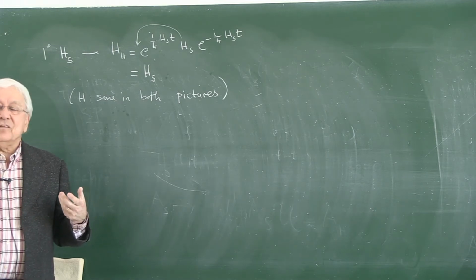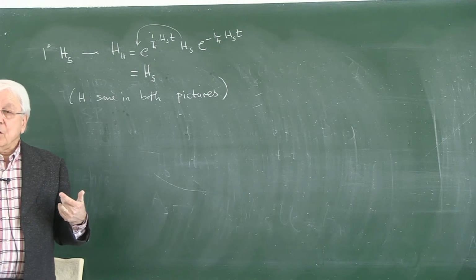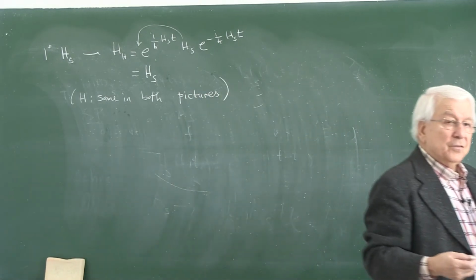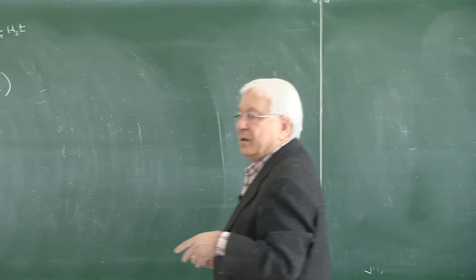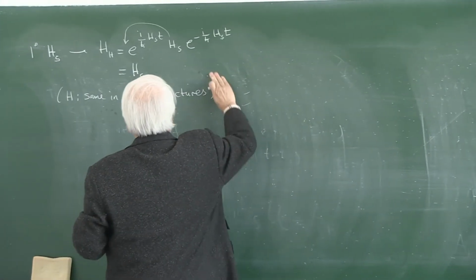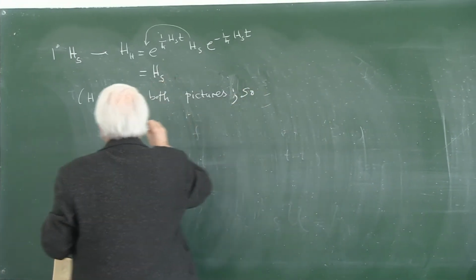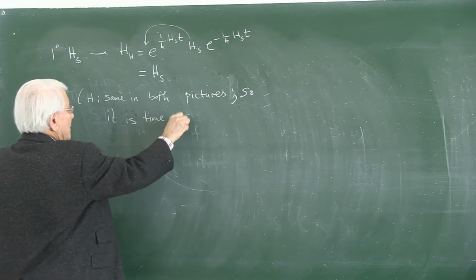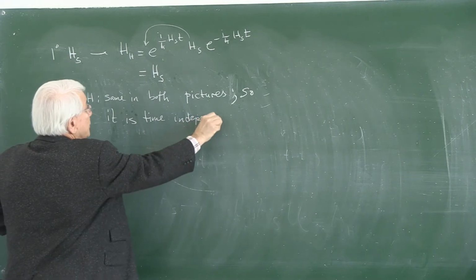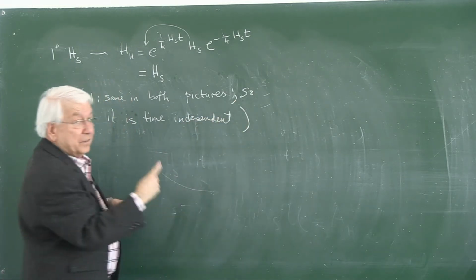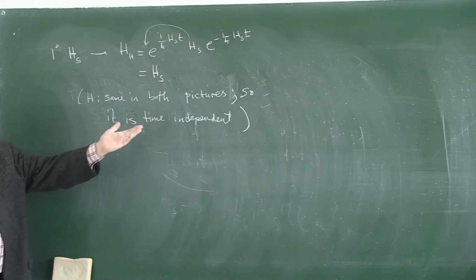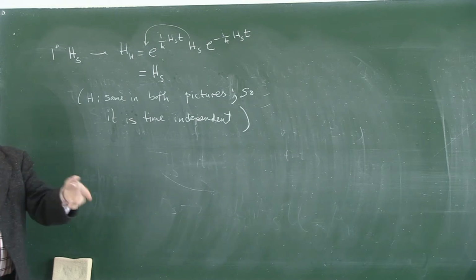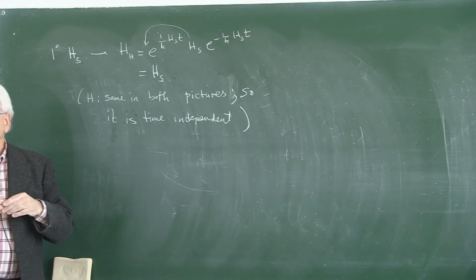So H is a very special entity in the Heisenberg picture. All observables gain the time dependence, they carry the time dependence, but H does not. So it's time independent. Well, this should have been emphasized, really, although it's a trivial statement, and the demonstration is trivial. H is time independent. It was so in the Schrödinger picture. It is still so in the Heisenberg picture. That's very nice.